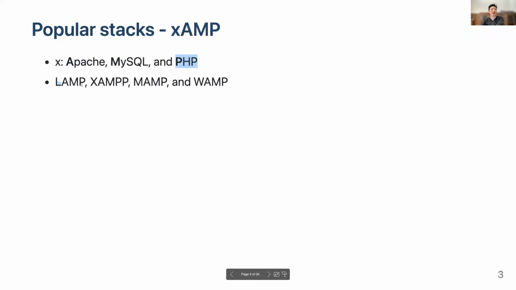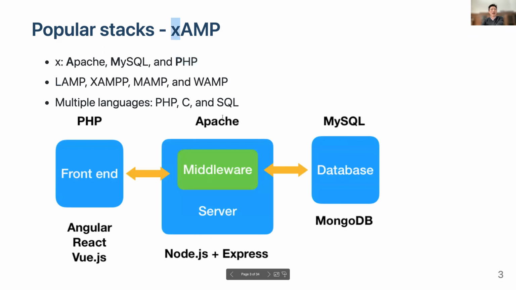And then you can have the LAMP, XAMPP, MAMP, or WAMP, depending on the front end framework you use. So the backend is the same. You use Apache as the server, MySQL as the database, and PHP is the language. So you have PHP on the front end, an Apache server, and a MySQL database. Okay, so this is probably close to what you use in the second year.